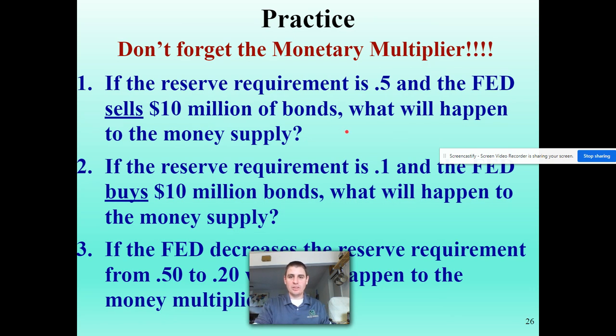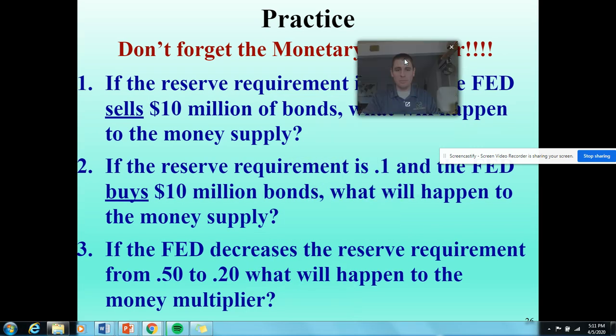So the answer here is what will happen? The money supply decreases 20 million. If the reserve requirement is 0.1, then our multiplier is 10, and the Fed buys 10 million in bonds. Buying is the money supply increasing. What will happen? 10 times 10 gives us 100 million.